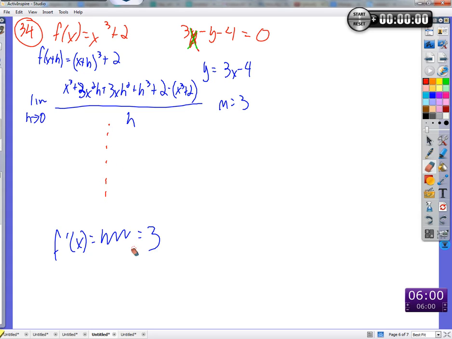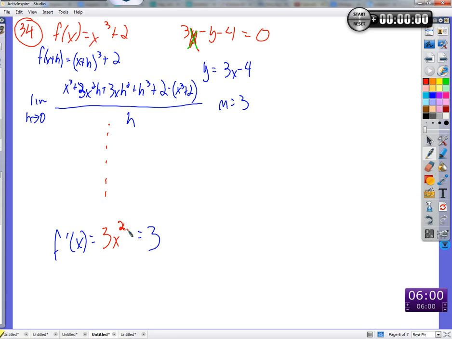Isn't it only 2x squared h and 2xh squared, not 3 of them? I thought so. Let's see. No, it's 3. Yeah, it's 3. So this is going to be like a 3x squared h. Okay, so the derivative of this is 3x squared. Yeah, that's where I got confused.